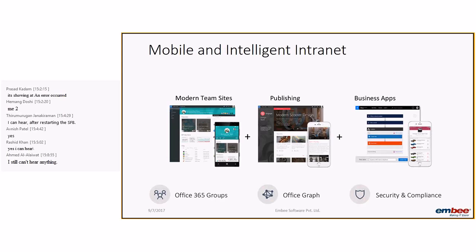If you see the modern team sites, the look and feel, it can be used best in the browser as well as on mobile. The interface is so intelligent, it understands which device you are using, and based on that device, it gives you the best appearance. Same with the business apps and the publishing sites. All are intelligent enough to understand from where you are accessing and what sort of device you are using, and it will fit in the data, and your look and feel will change as per the device.